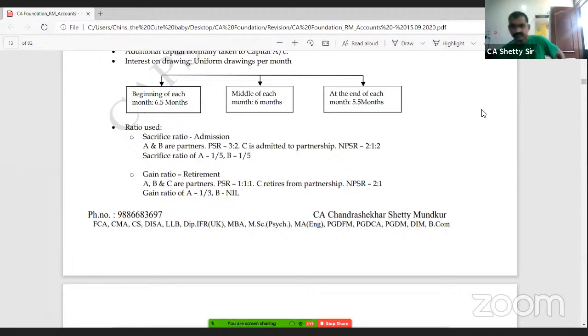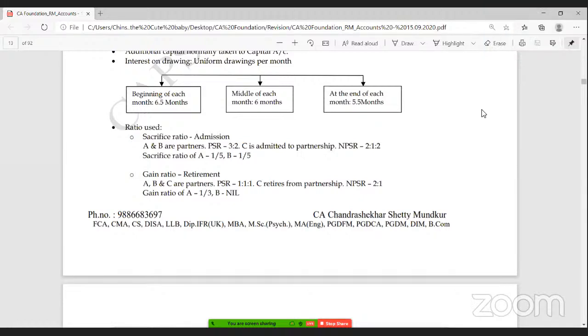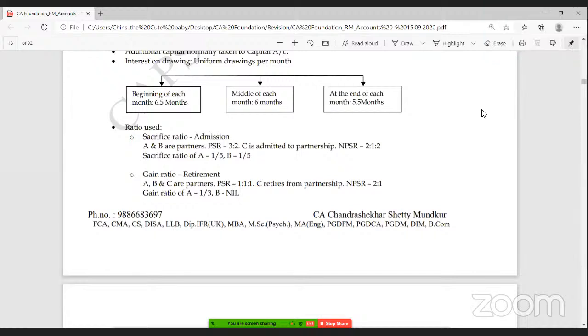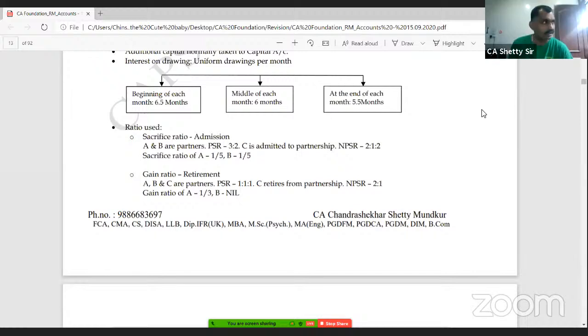tell me, C's capital account debit. New partner is always debited. Whoever is gaining, debit them. C's capital account debit. Did I say the goodwill value? 90 lakh? Yes, sir. Which is the bracket? 90 lakh into 3 by 9, 30 lakh. One more debit. Who? B's capital account. Very good. Excellent. B's capital account debit.